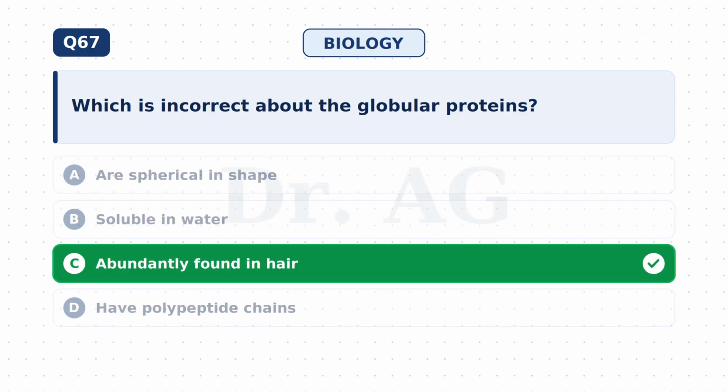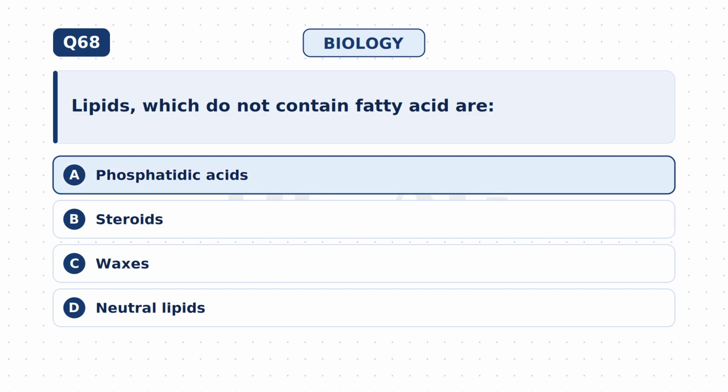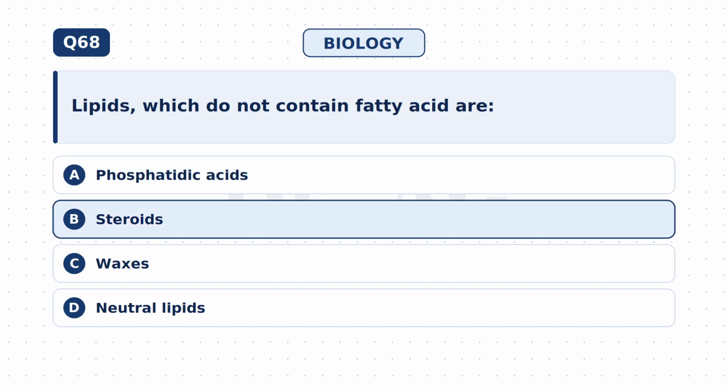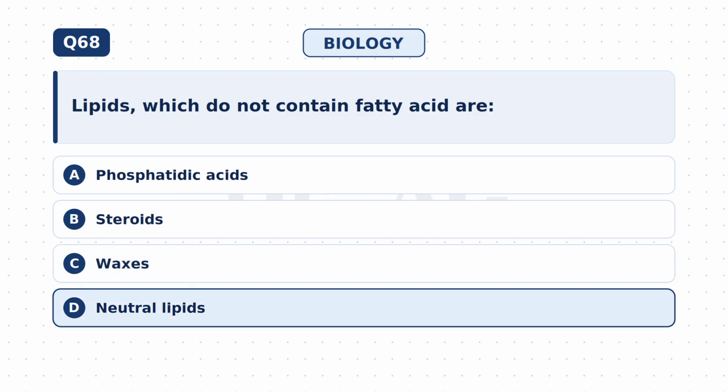The correct answer is C. Abundantly found in hair. Question 68. Lipids, which do not contain fatty acid are Option A, phosphatidic acids. Option B, steroids. Option C, waxes. Option D, neutral lipids.